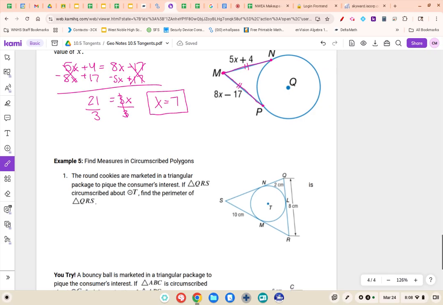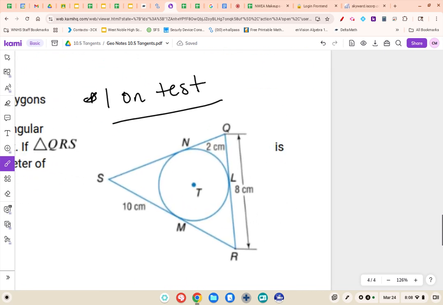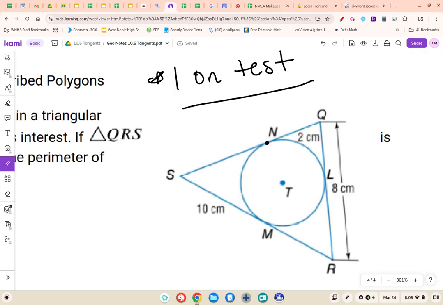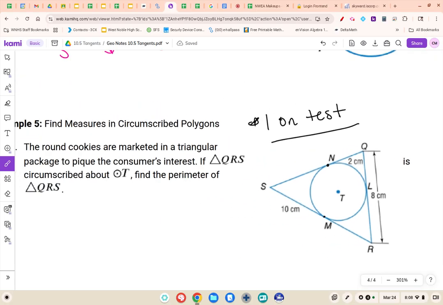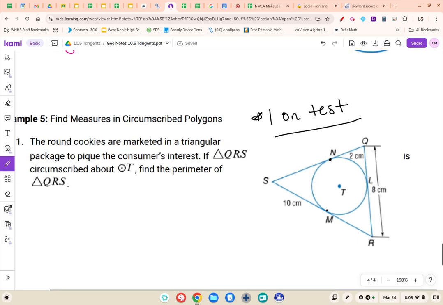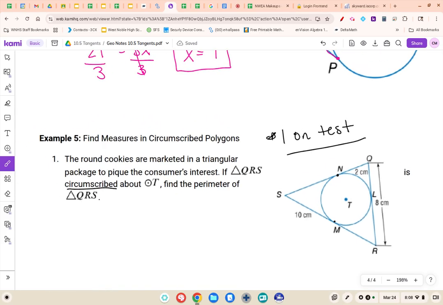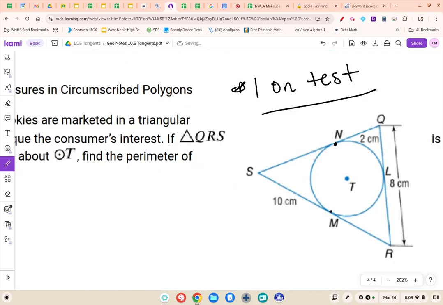So, once again, before we get started, there will be one like this on your test as well. Your test isn't for a while, but just giving you a heads up. We can figure this stuff out. Remember, if these are all tangent, which they are because it is circumscribed about the circle, that means it has to be tangent. We know, since this comes to point S here, these two segments have to be the same. So they are congruent, both 10.